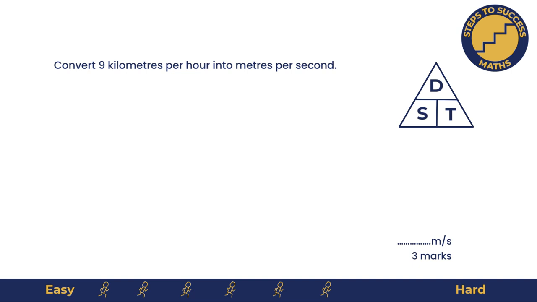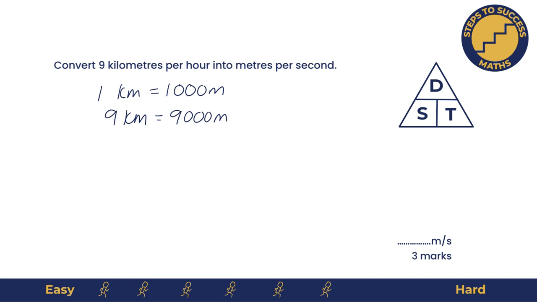Convert 9 kilometres per hour into metres per second. So start by changing 9 kilometres into metres. So 1 kilometre is 1,000 metres, 9 kilometres is 9,000 metres. And that's still per hour, so over an hour if you like.